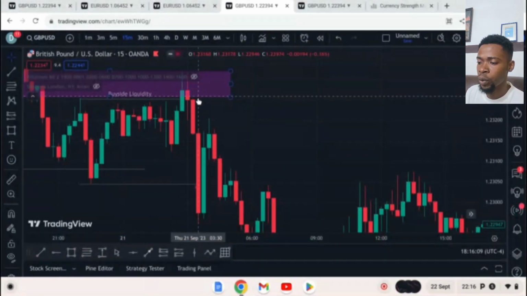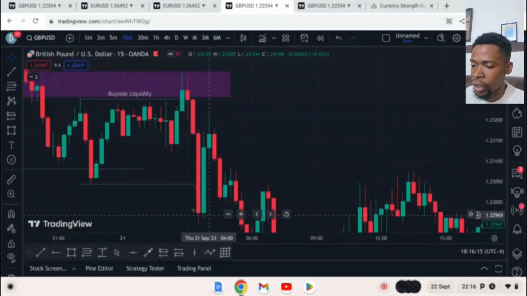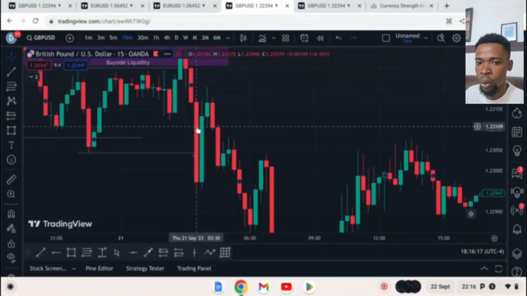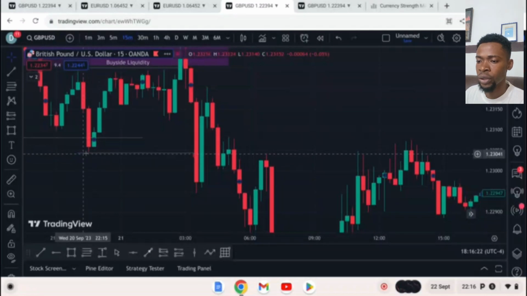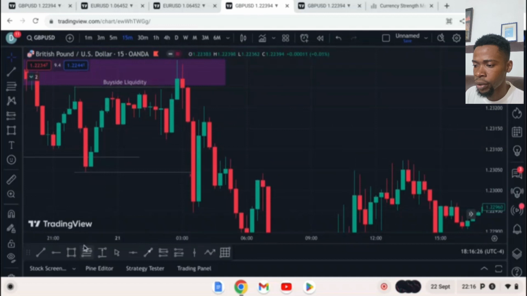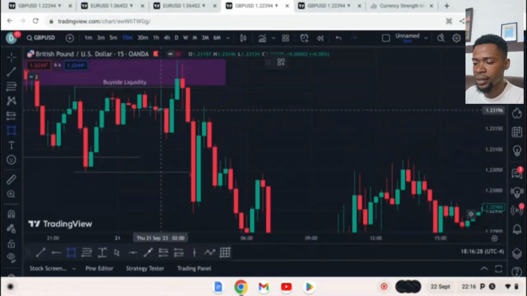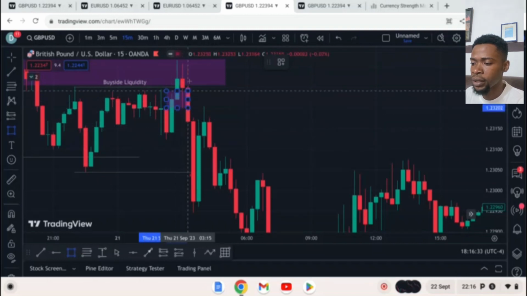The displacement was very, very huge. So it came down big time. And the last candle here closed below this lower low here. So the next thing we'll do is to mark out our breaker block. This is our breaker block here. So this is the last down candle before what took out this high. So we'll come out like this.